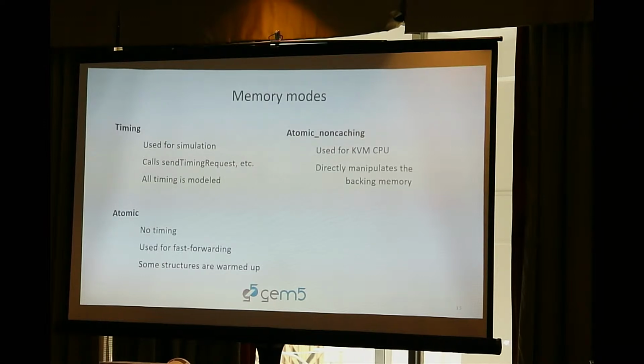So I briefly mentioned this. There are different kinds of memory modes. So timing is used for simulation if you want to get timing information. Atomic doesn't give you any timing information, but you can use it for fast forwarding. So it'll functionally execute, but that's it. And then atomic non-caching, which is kind of like the fast forward, except it doesn't even go through the caches, so you can't warm up caches.